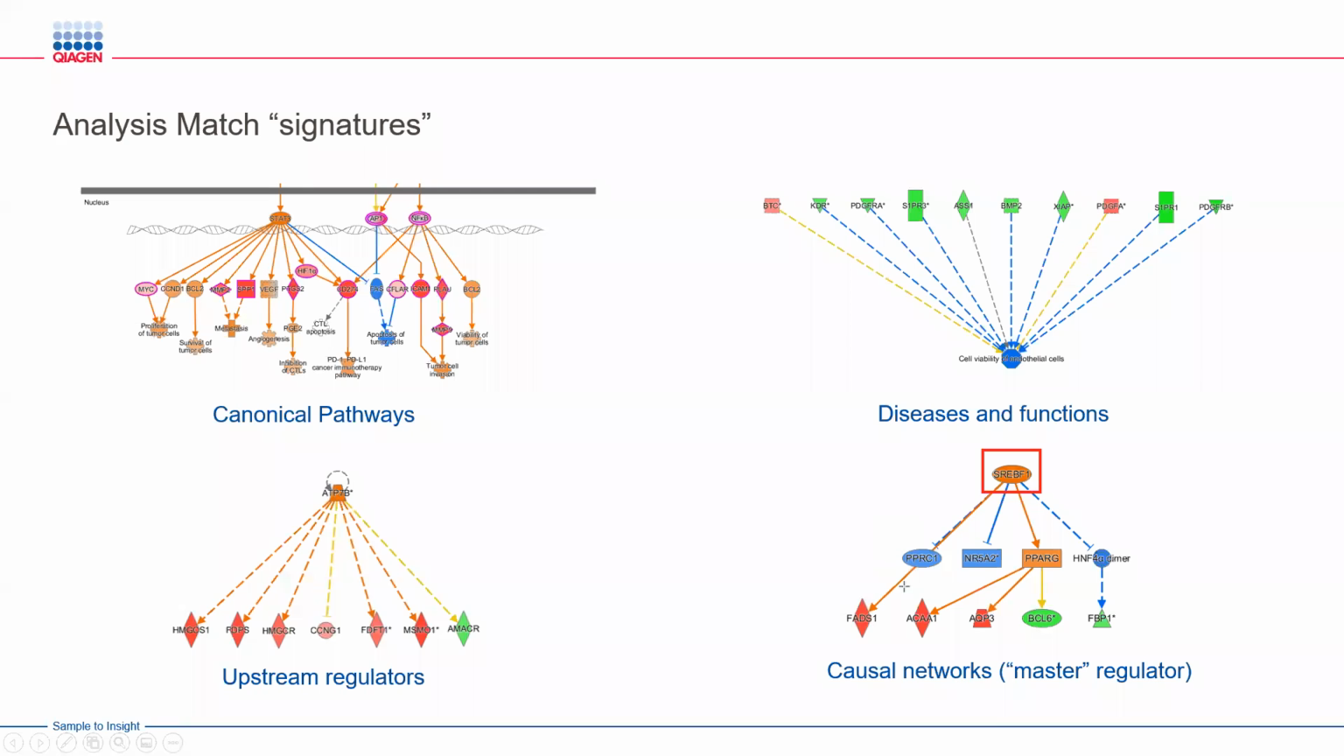So imagine these were your upstream regulators, multiple upstream regulators that are acting on the genes in your data set. You can easily find a master regulator sitting on top of this big network and see how it is influencing the expression of genes in your data set. So the analysis match feature is taking into consideration all these 4 types of signatures.